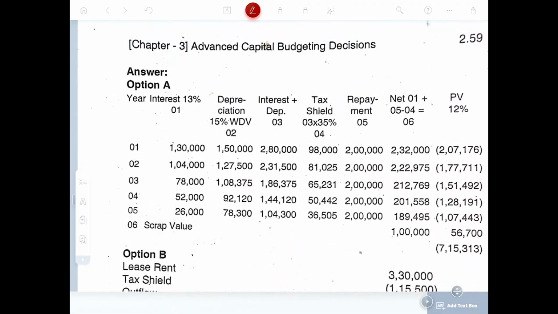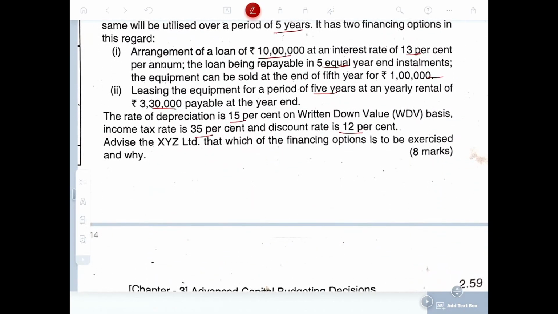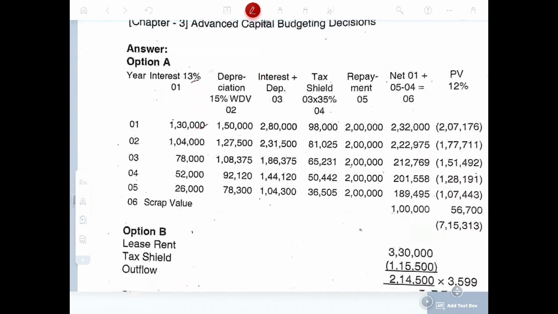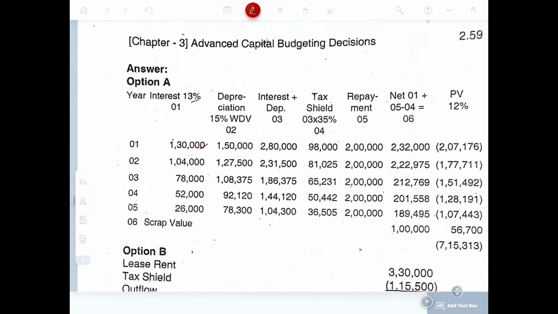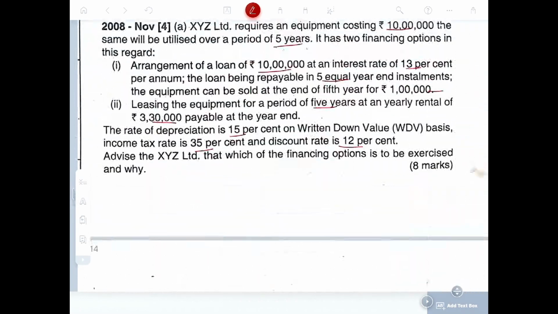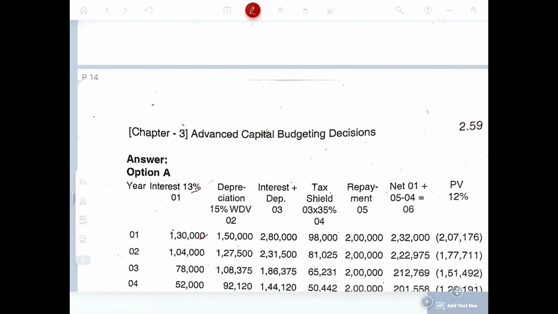Option 1: interest rate 13%, correct. Arrange the loan for 10 lakhs, then after that you pay equal installments. So 8 lakhs, 12 lakhs with 13 percentage, 1 lakh 50,000, so 10 lakh.